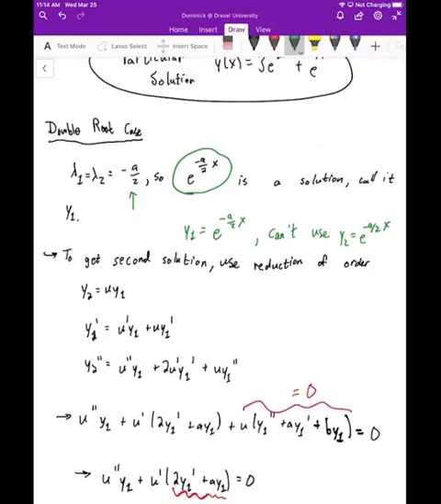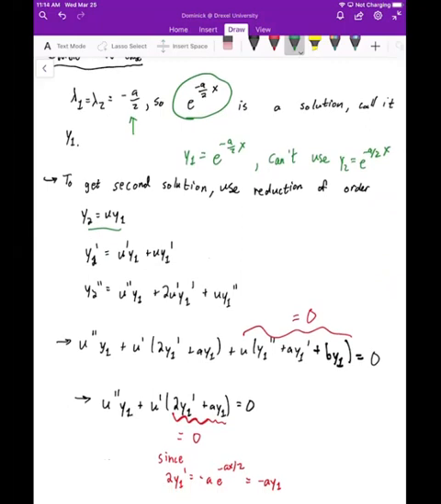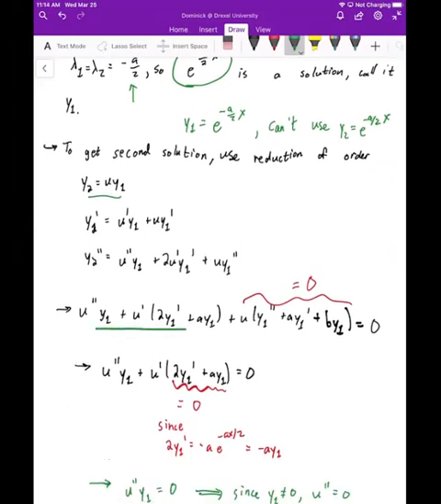The way that we're going to do that is we're going to find it using the reduction of order method. So we're going to assume that y2 is equal to some function of x, u, times y1, and then we'll use our derivatives and our product rules to arrive at this equation here.